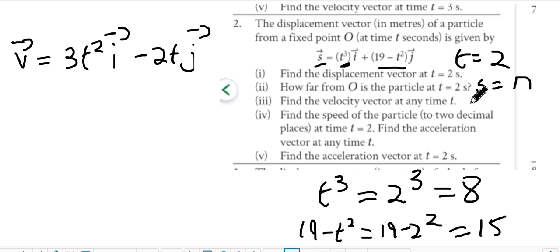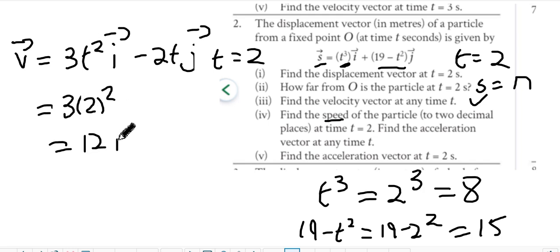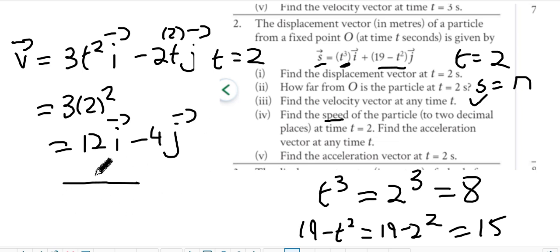Okay? You're differentiating the displacement to get velocity. There's a difference between speed and velocity. The first thing is we're going to find the velocity at t equals 2. So sub in 2, and we get 3 times 2 squared. Would you all be happy with 12i? And then 2 times 2, 4j. Now that's the velocity, it's not the speed. You're going 12 across, 4 down, right? So we're going to have to do Pythagoras' theorem to find the speed.